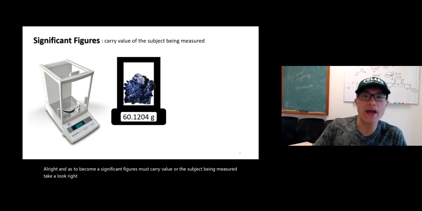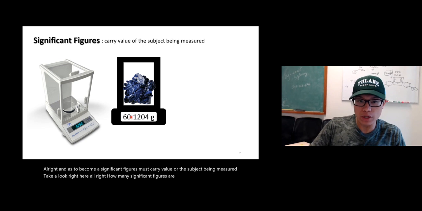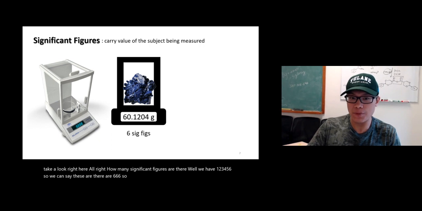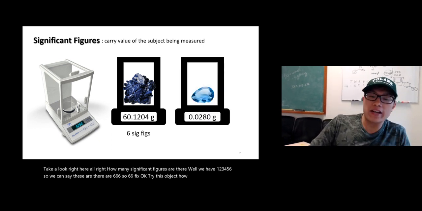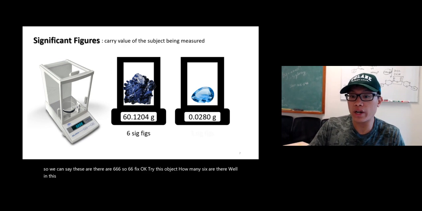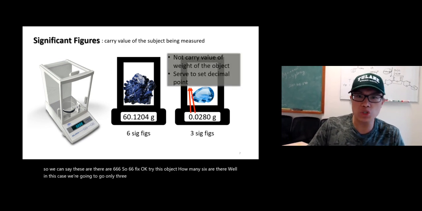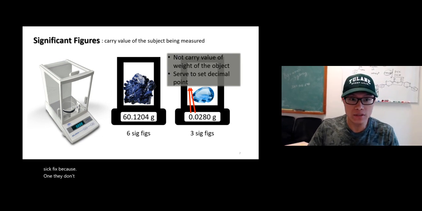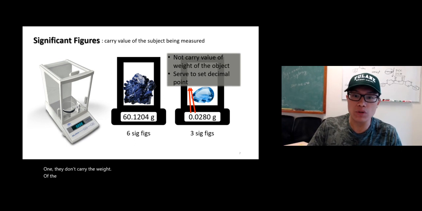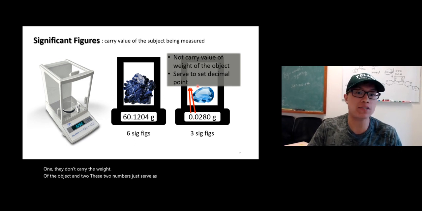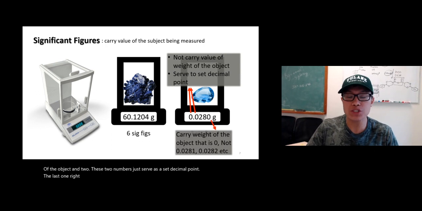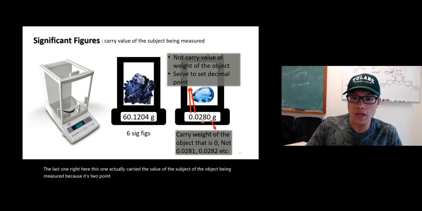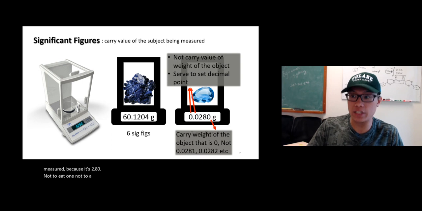Take a look right here. All right, how many significant figures are there? Well, we have 1, 2, 3, 4, 5, 6. So we can say there are six sig figs. Okay, try this object. How many sig figs are there? Well, in this case, we're going to go with only 3 sig figs. The first two, we don't count as sig figs because one, they don't carry the weight of the object, and two, these two numbers just serve to set the decimal point. The last one right here actually carries the value of the object being measured because it's 2.80. Not 281, not 282, it's 280.